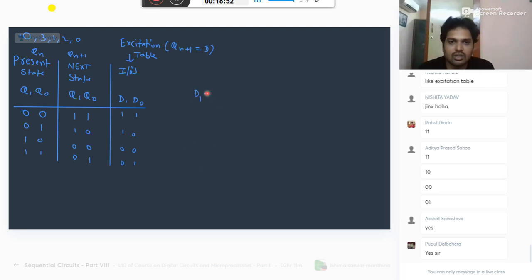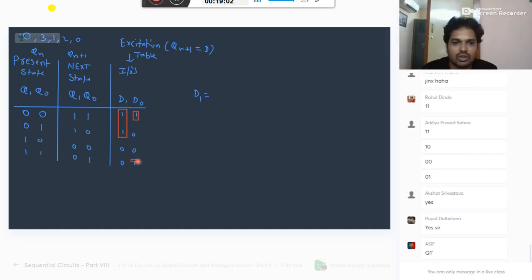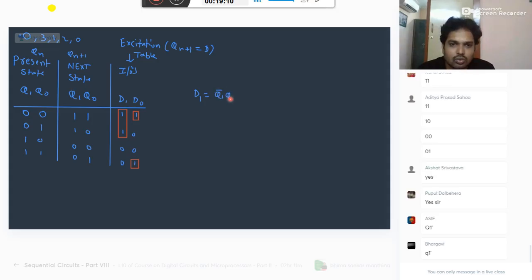So now what is D1? It is 1 for 2 cases. D0 is also 1 for 2 cases. D1 is 1 for this case and this case, that is Q1 bar Q0 bar plus Q1 bar Q0, which is Q1 bar. What is D0? It is 1 here and here, that is Q1 bar Q0 bar plus Q1 Q0, which is Q1 XOR Q0 whole bar.